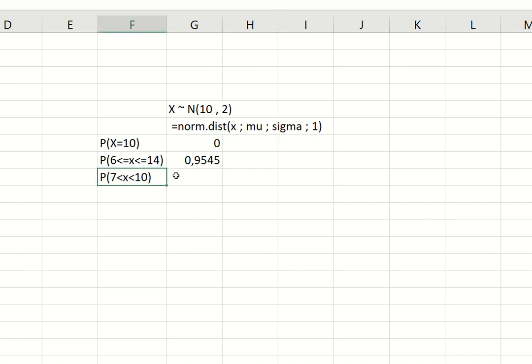Also notice that if I want to calculate the probability of 6 less than or equal to x less than or equal to 14, it is exactly the same value as this one, because the probability for it being exactly 6 or 14 is 0. So less than or equal to is the same as less than.